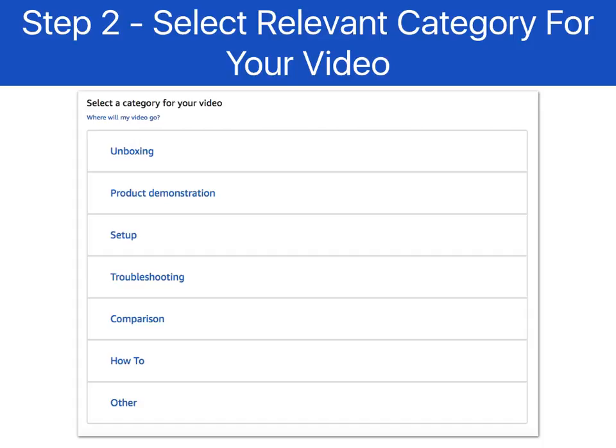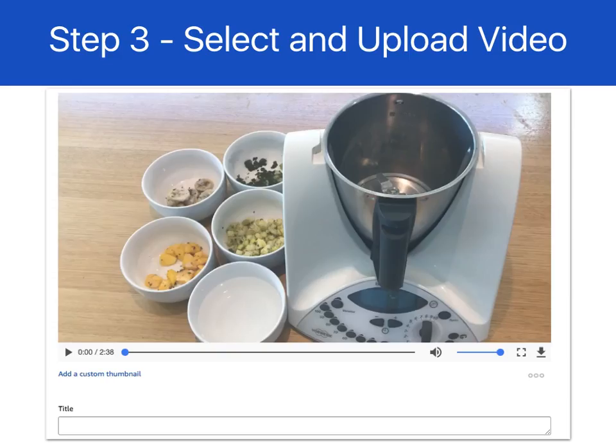So the last one is the other type. So if your type of video isn't listed above here, you definitely want to select this. And also, most importantly, select the relevant category for your video that you want to upload and proceed to the next step. So once you do, next is to select and upload your video from your local file on your laptop or your computer.